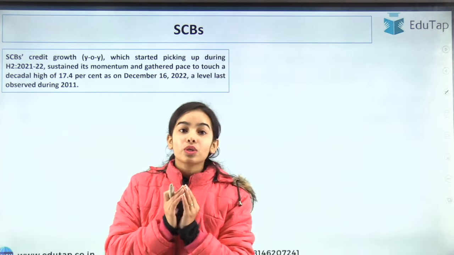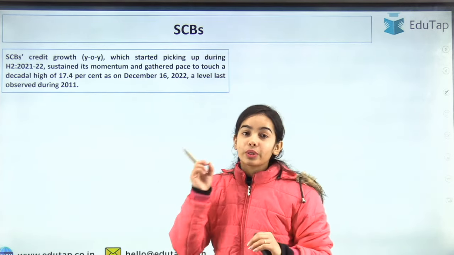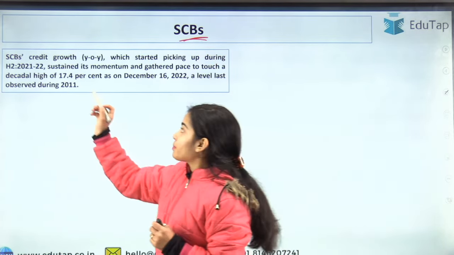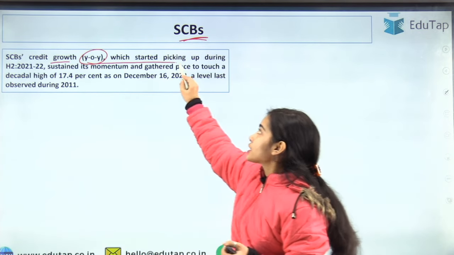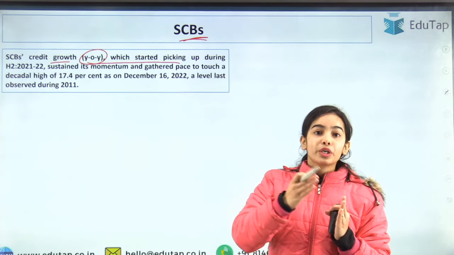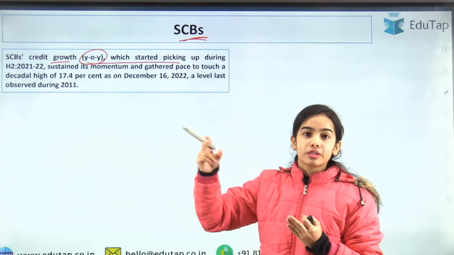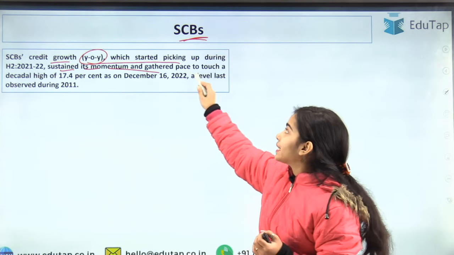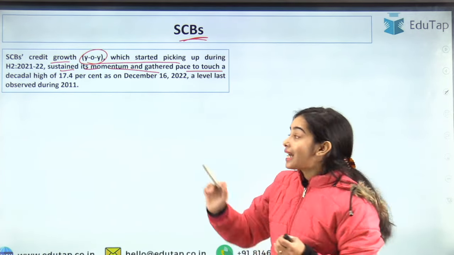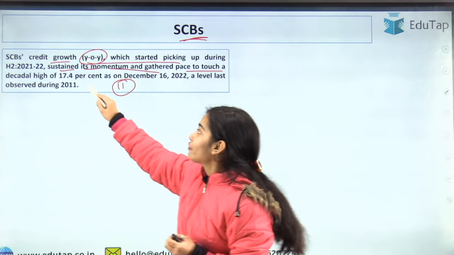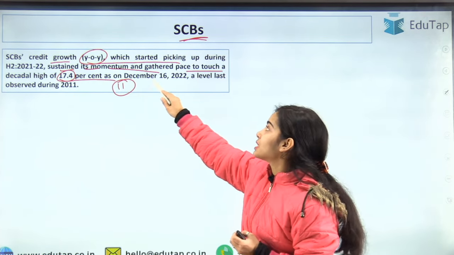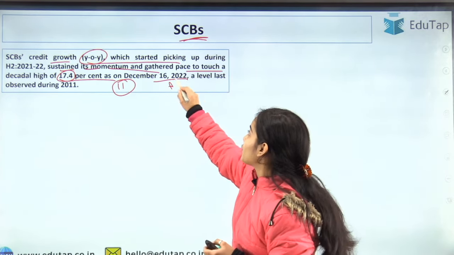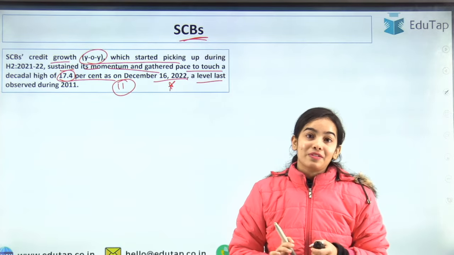Now coming to the scheduled commercial banks, we have seen that a good foundation is there. So let's see the data for the scheduled commercial banks. The credit growth year on year, which started picking up during the second half of 2021-22, from October 2021 to March 2022, sustained its momentum and gathered pace to touch a decadal high. You can see that it was a 10-year high of 17.4% as on December 16, 2022. So the credit growth was a decadal high in December 2022, a level last observed during 2011.